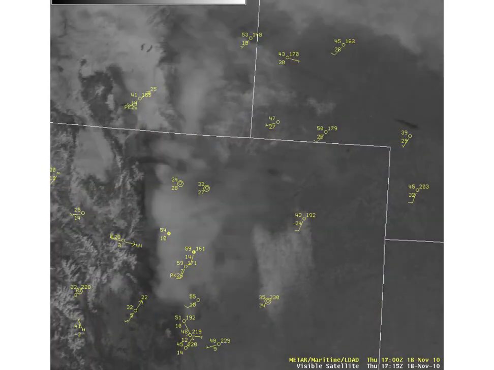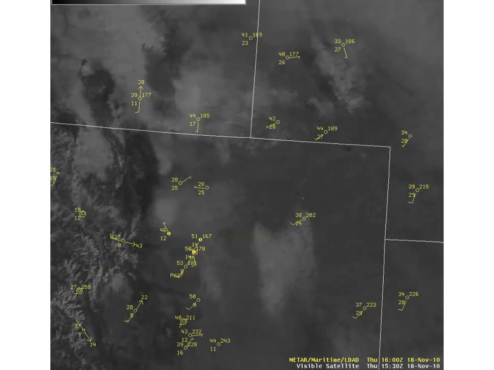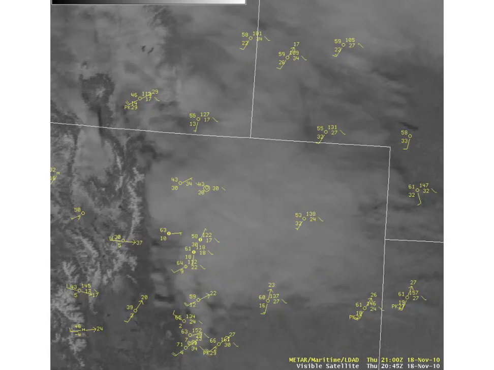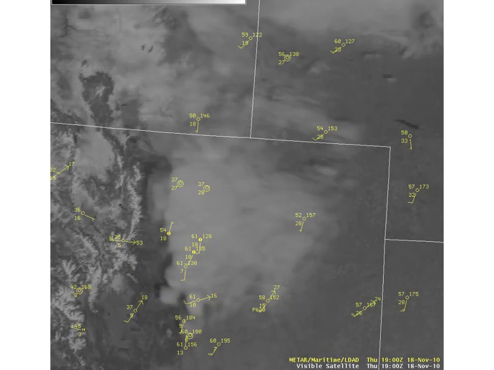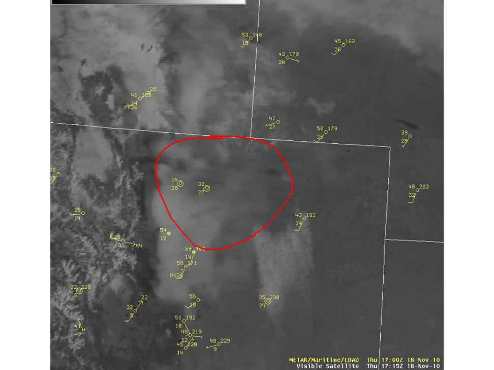Here's the visible imagery zoomed in over Colorado. A combination of the lack of downslope winds and insolation due to developing orographic cirrus resulted in a colder region in north-central Colorado along and just east of the Front Range. So we're talking mainly about this region right in here.